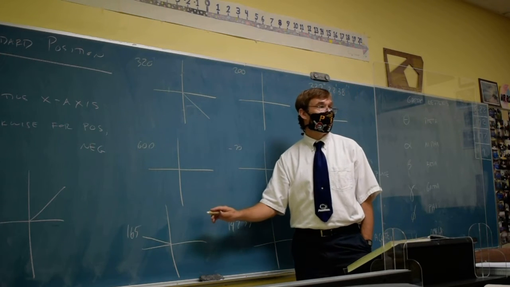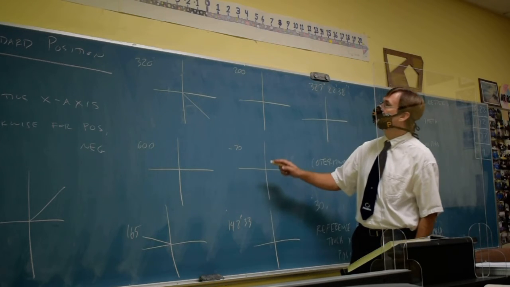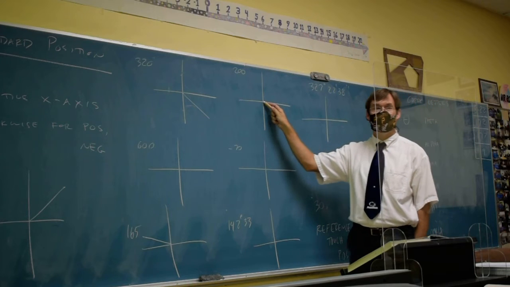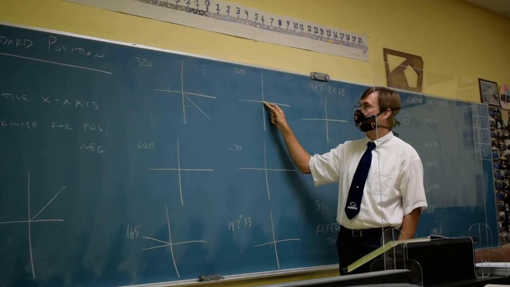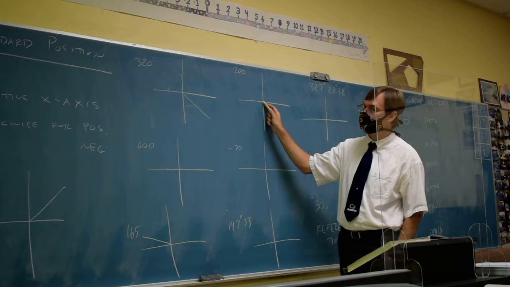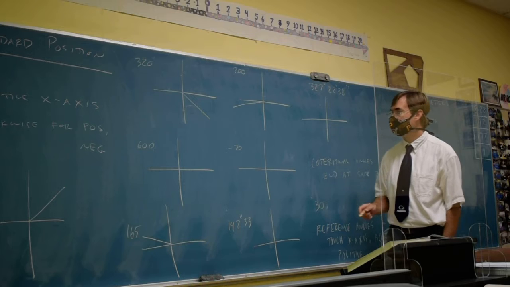Is anybody confused by what I'm trying to do with any of that? 200. Somebody other than Amelia, where would 200 land us? Quadrant 3, closer to the 180 line. So there goes 200 that way.